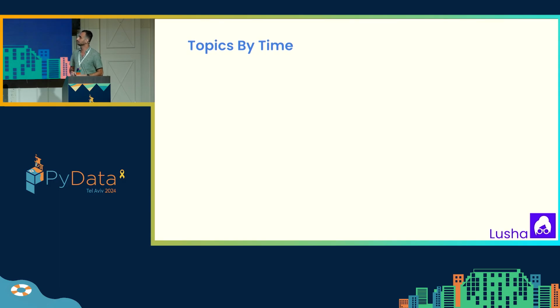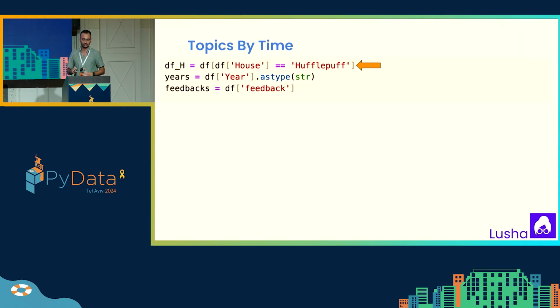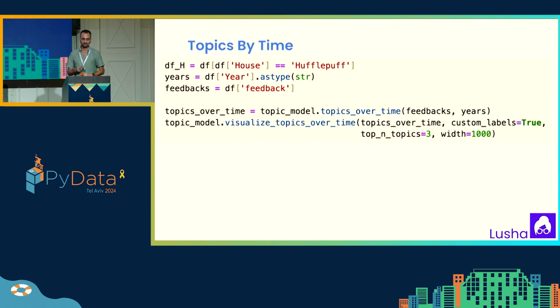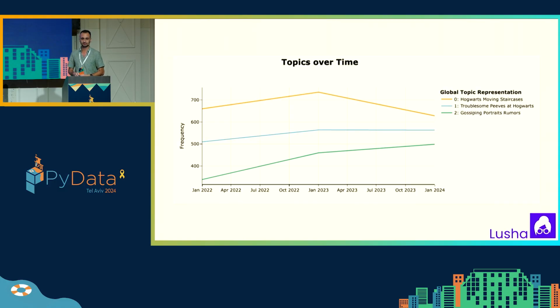And the last thing that I want to cover is checking how topics are trending through time. Let's say that we only care about the complaints of the students at Hufflepuff. Well, we use the function topics over time. We provide the feedbacks of the Hufflepuff students as well as the years when those feedbacks were given, and visualize topics over time. We also tell the function to show us only the 3 most prominent complaints. And we get as a result this very nice plot that shows us how the topics changed over time.